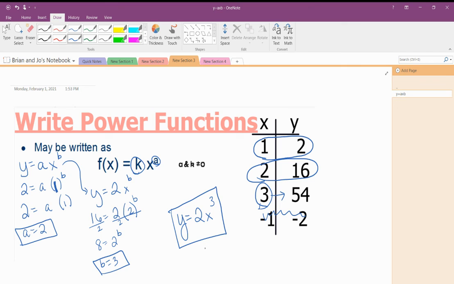All right, so you have a couple of these on your worksheet to do. Again, I will always give you this scenario where the x is equal to 1. That's how you start to figure out the a. Then use one of the other points to find your b.